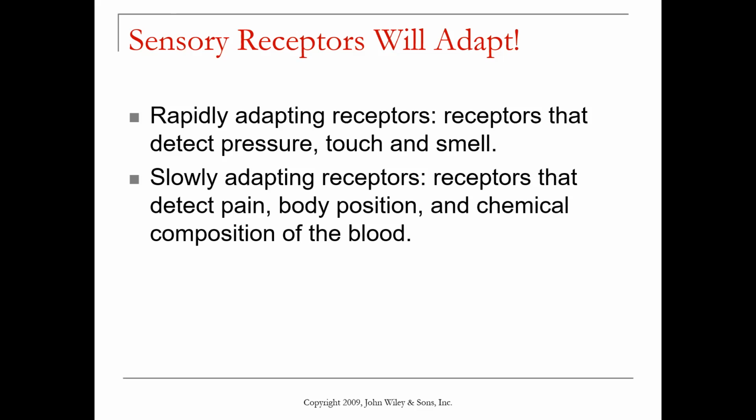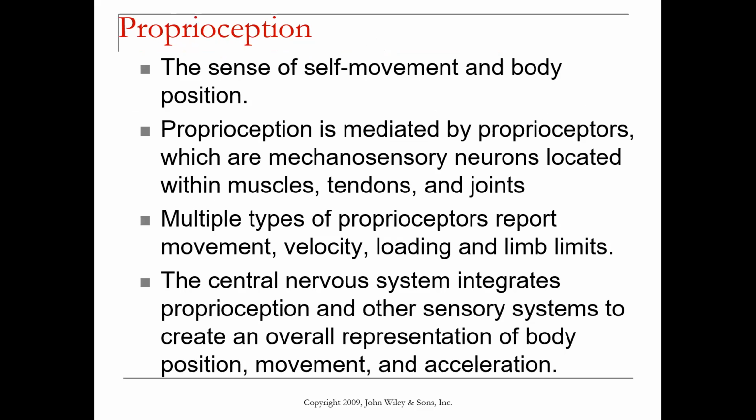We are always monitoring and adjusting our blood makeup, because we're always breathing faster, breathing slower, retaining water, getting rid of water, retaining sodium, releasing sodium. We're doing all that to adjust the makeup of our blood all the time. Pain doesn't adapt at all. Keep that in mind. Now, proprioception is our awareness of position.